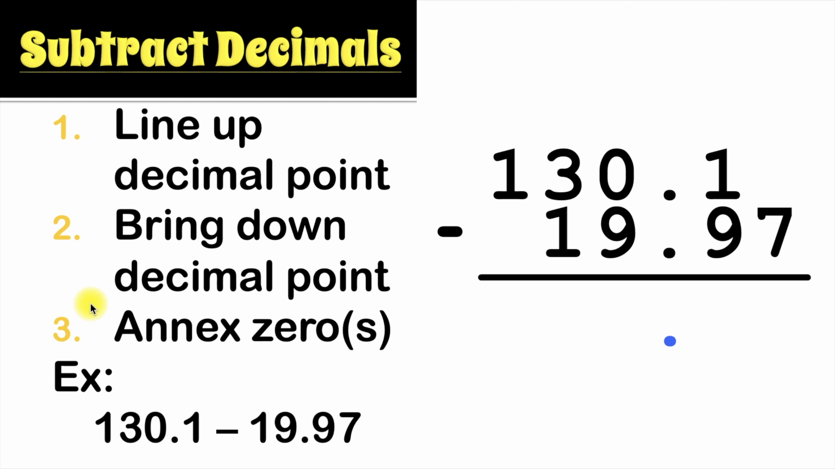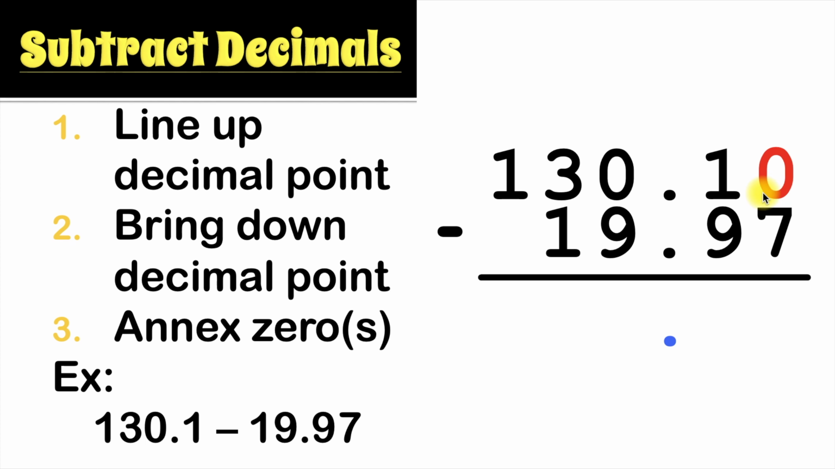And now we can go to step 3, which is to annex zeros. And annexing zeros is just a fancy way of saying, hey, to the right of the decimal point, if you see any blank spaces, you can write zeros there as placeholders. Since we have one here above the 7, we'll write a 0.